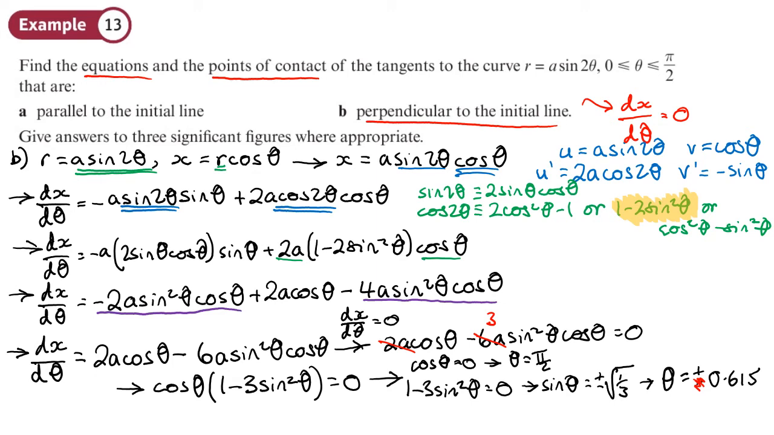We want to use that to work out the values of r. So that's going to be the next bit. So let's make a bit of space up here. So let's start with the first bit, when theta equals pi over 2, substituting that into the equation, r equals a sine pi over 2.